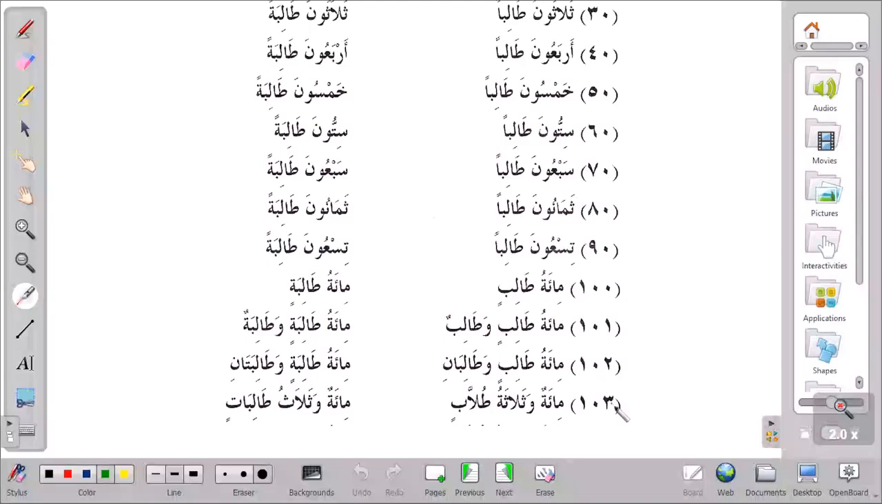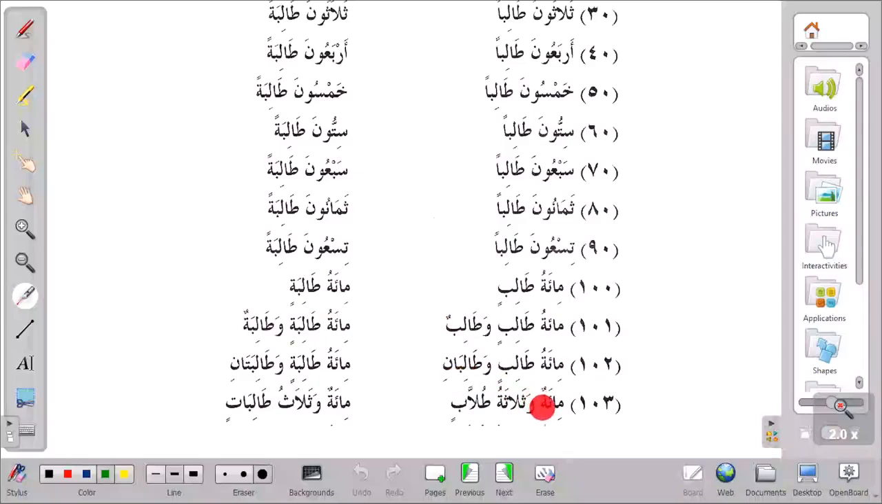But here the author has brought this. From what I am thinking, he is trying to teach us something. That is why he brought these two other ways of saying it. The first one here, he chose this method. He says mi'atu talibin wa talibun. I've said this previously and explained it. And then here, mi'atu talibin wa talibani. Here, after saying 100, he mentioned the student, 100 students and 1, 100 students and 2.